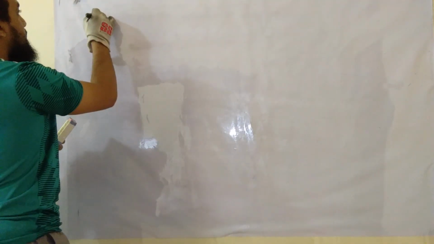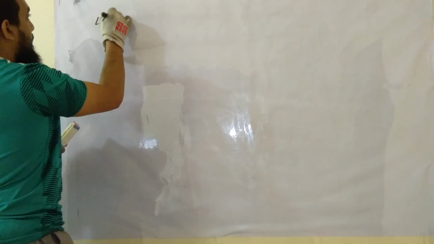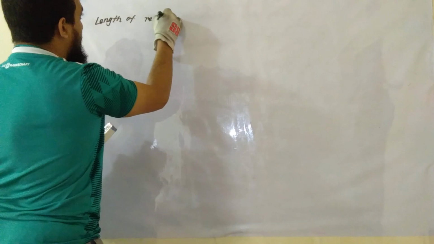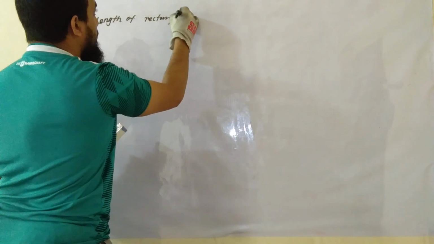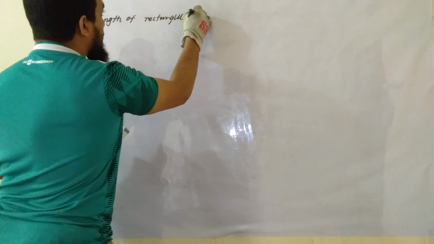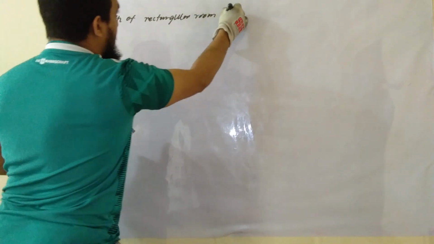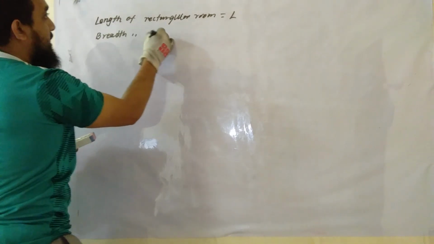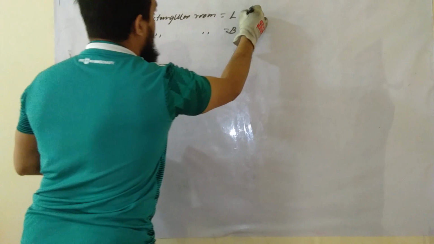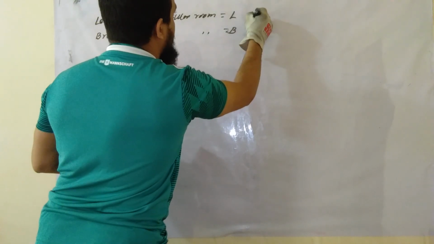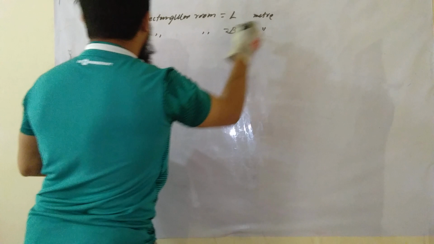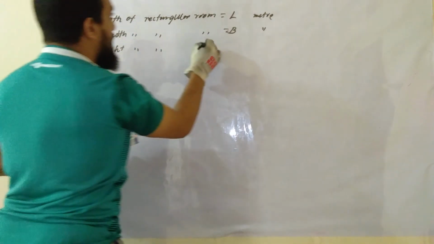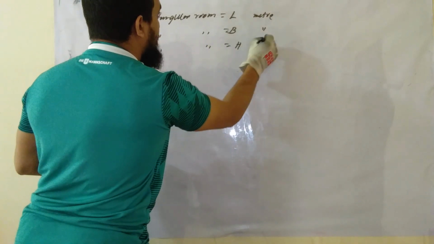Let length of rectangular room is equal to L, breadth of rectangular room is equal to B, the unit must be meter, and height of rectangular room is equal to H.